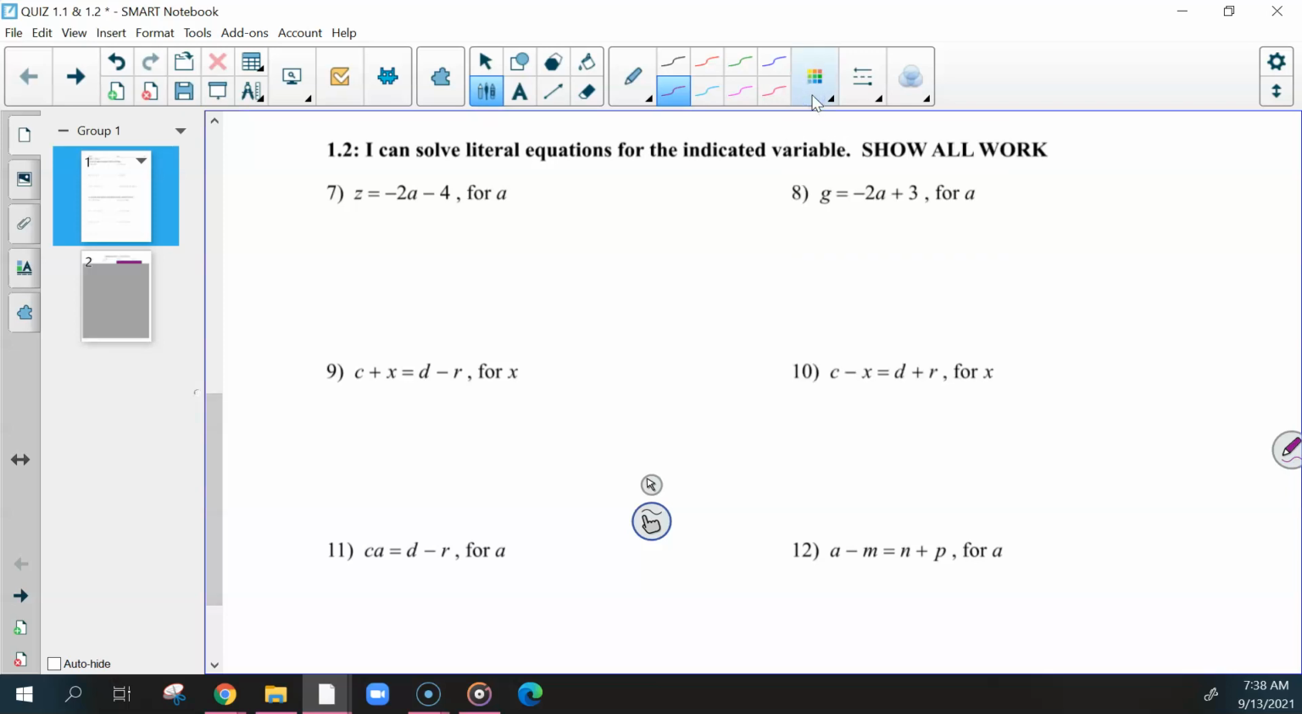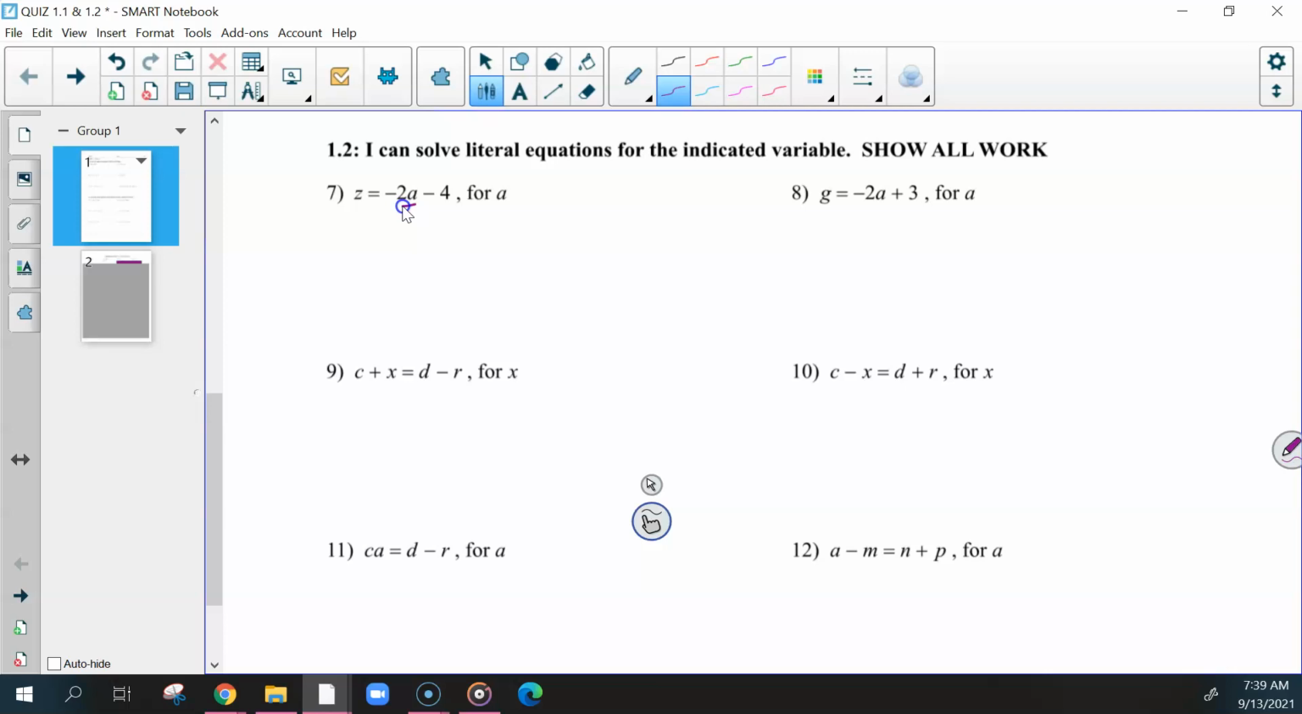So let's go over how you would do these. For the first one, we need to get A by itself. So we need to get rid of that -2, get rid of that -4. B, and I'm gonna go with the easiest way to do these. There could be other ways as well.